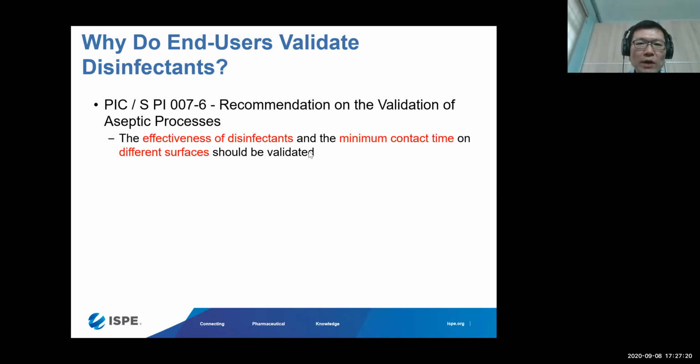PICS guideline as well. There's a statement that the effectiveness of disinfectants and the minimum contact time on different surfaces should be validated. So this means that you need to perform disinfectant validation to validate your contact time. Let's say you have a 10 minutes contact time, so make sure that you validate the minimum contact time on the different surfaces in your clean room.